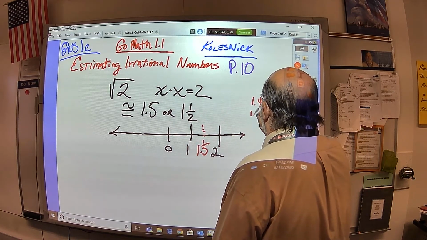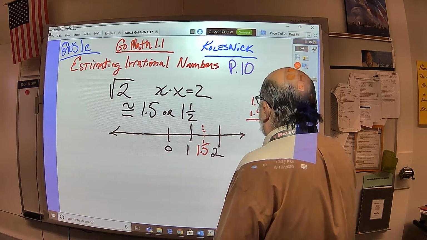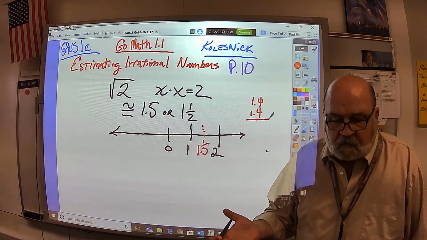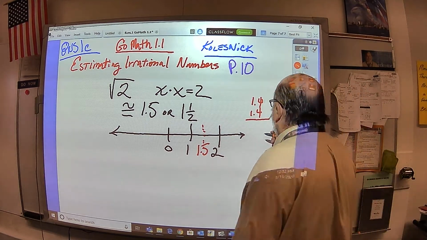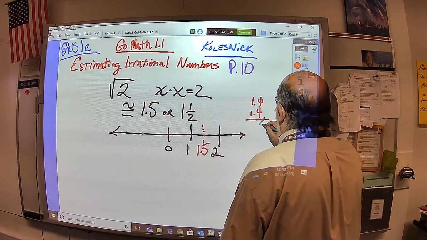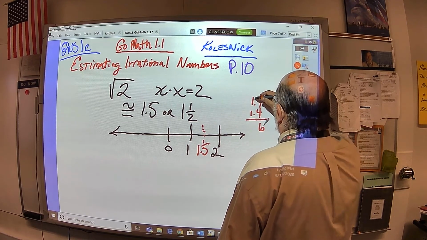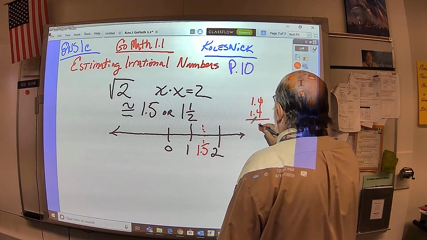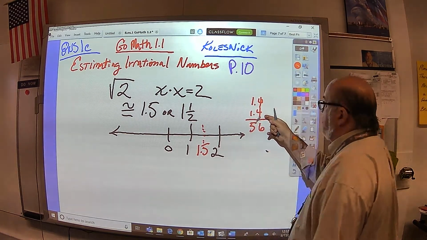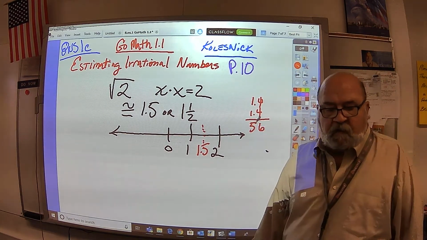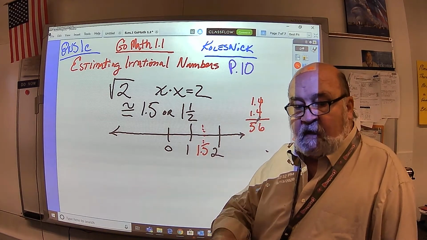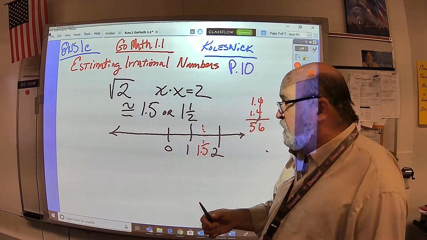What's 1.4 times 1.4? It's 14 times 14, right? So let's do 14 times 14. 4 times 4 is 16. 4 times 1 is 4, plus 1 would be 56. Right? 4 times 14 would be 56. 14, 28. 28 times 2 is 56.